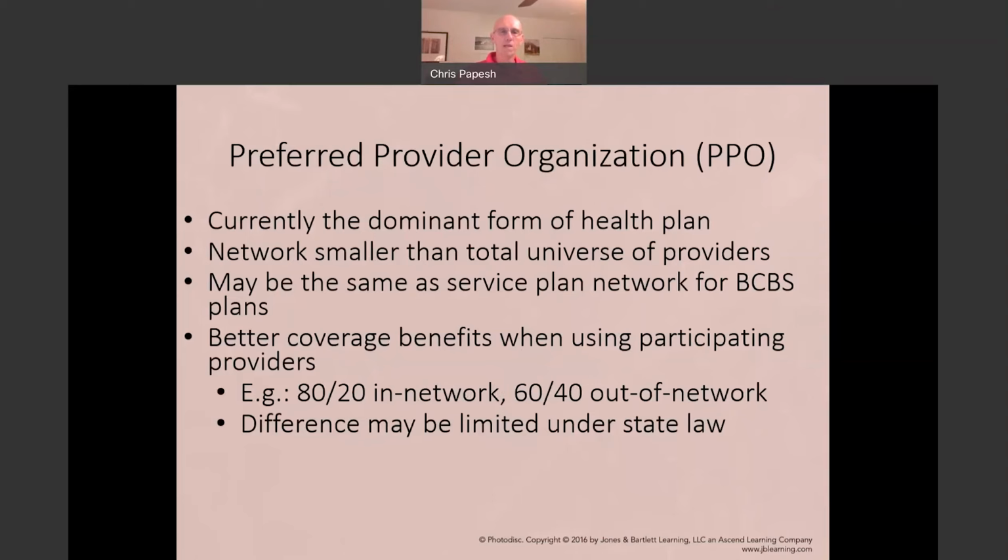If you're in plan, this is just an example, it could be 80-20 in network, 60-40 outside of network. So if it's in network, you only pay 20% of the cost. But if you go outside the network to a doctor who's not in the plan, you pay much more. So you pay 40% and the health insurance company only pays 60. These are very popular plans right now.